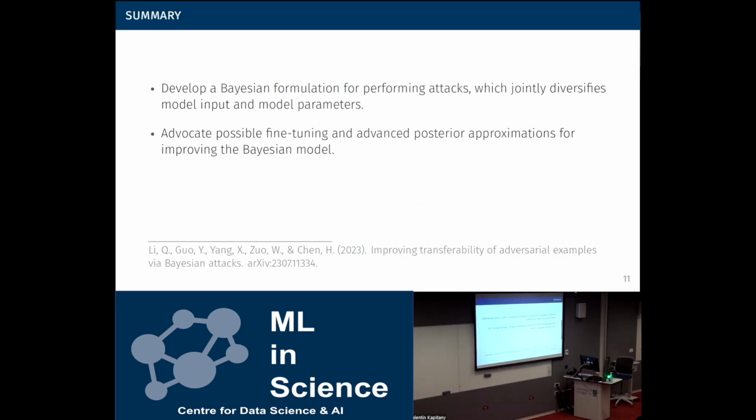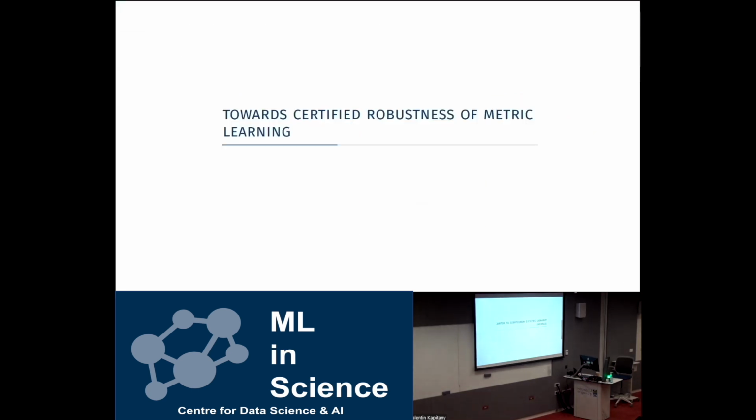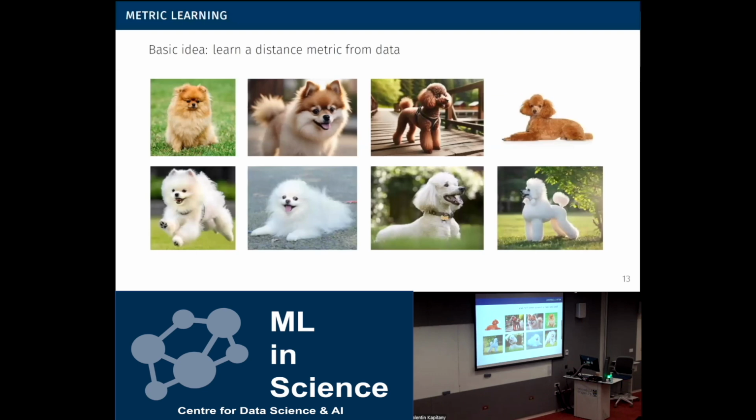Okay, so we talked about the attack side, and the next thing is how we define the system. And this leads to how we can make sure we achieve certified robustness. What I'm going to talk about is in the frame of metric learning. Metric learning might be new to most of you, so I'll briefly explain the idea. All it means is you learn a distance metric from the data.